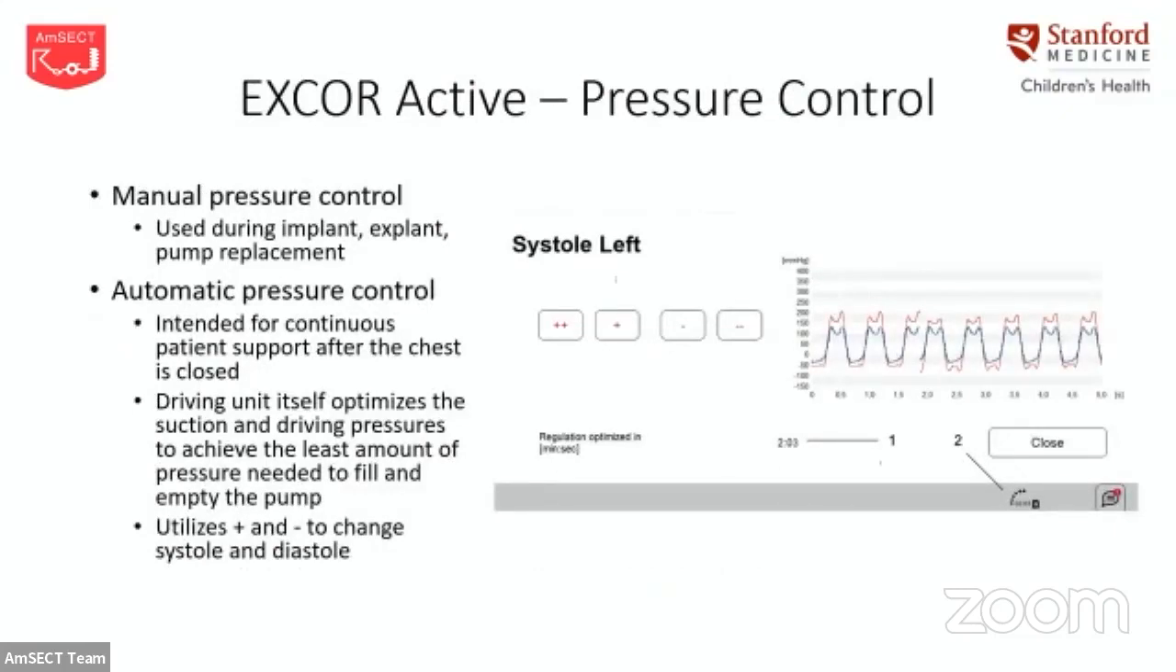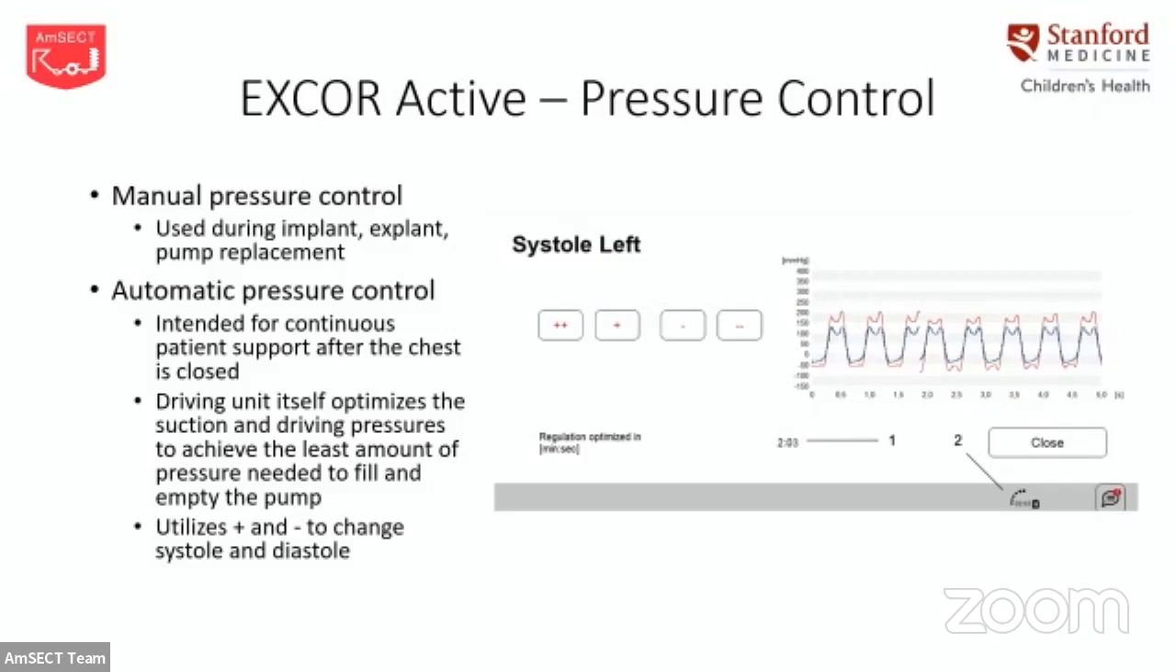And now finally, we'll get into the pressure control. So manual pressure control is what we've always been used to on the ICUS. You manually set your systole and diastole pressures, and we're going to still use that during implant, explant, pump replacements, or anytime the chest is open, anytime you want to have manual control of those pressures.